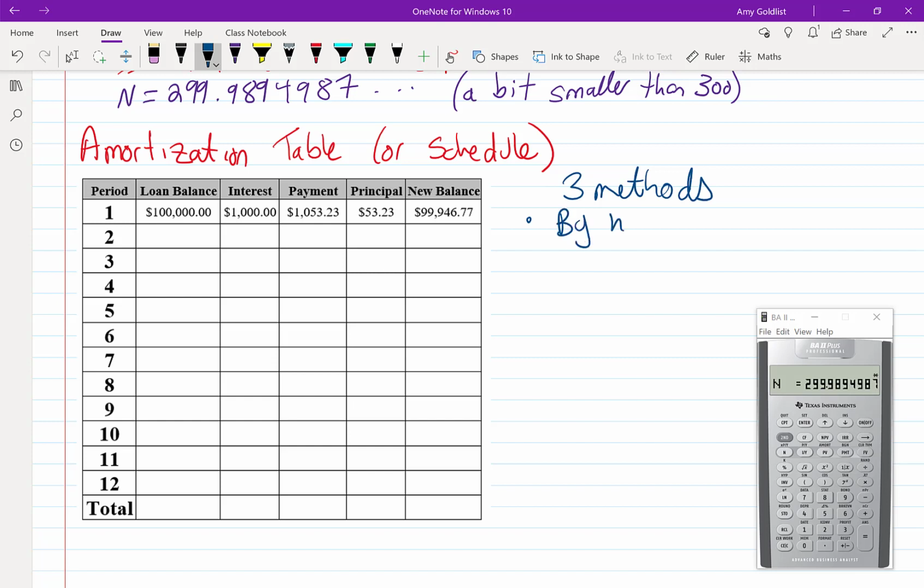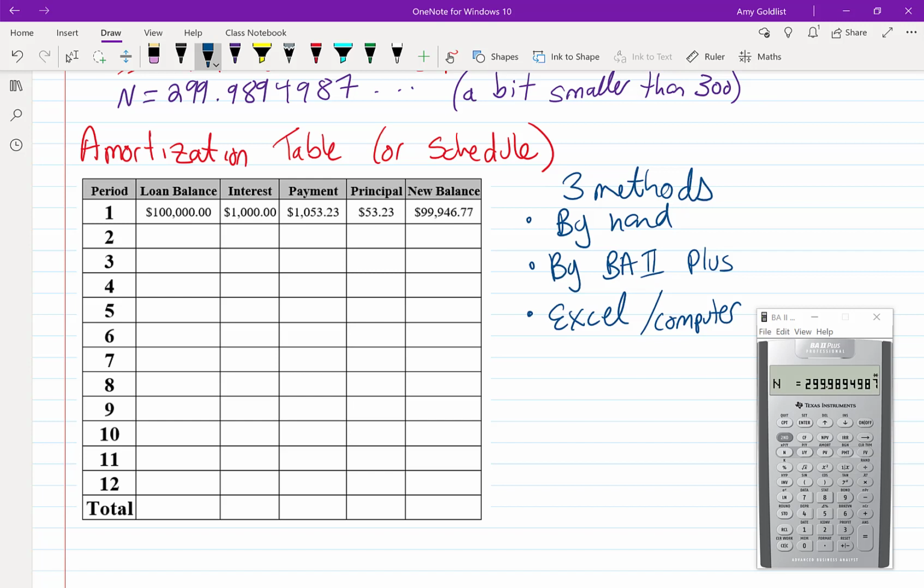The first one we're going to do is by hand. The second is using the built-in amortization table in the BA II Plus calculator. And thirdly, Excel or another computer program. Spreadsheets are wonderful for this sort of thing. So we're going to look at them all. Let's start by doing one by hand.